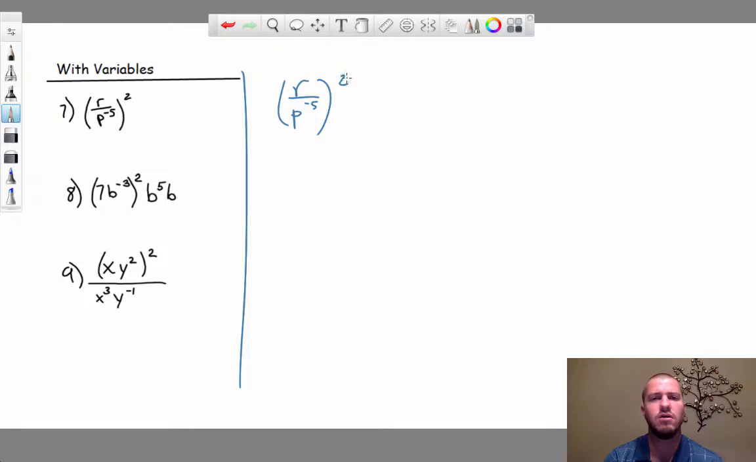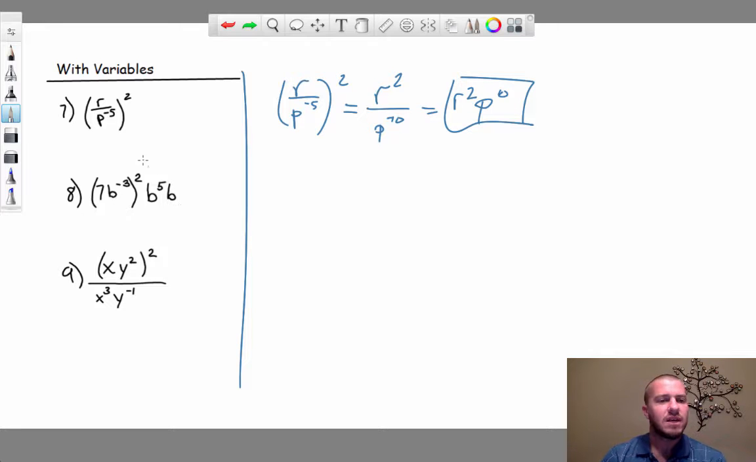Like for this one, I could use the power of a quotient first and distribute this 2 to my exponents, or I could get rid of this negative first and move that to the numerator. Either way I do it, as long as you follow the steps correctly, you should end up with the same answer. So I'm going to do the power of a quotient first and distribute to the exponents, and that becomes r squared over p raised to the negative 10. Now to make that a positive exponent, I move it to the numerator, and I get r squared p to the 10th.